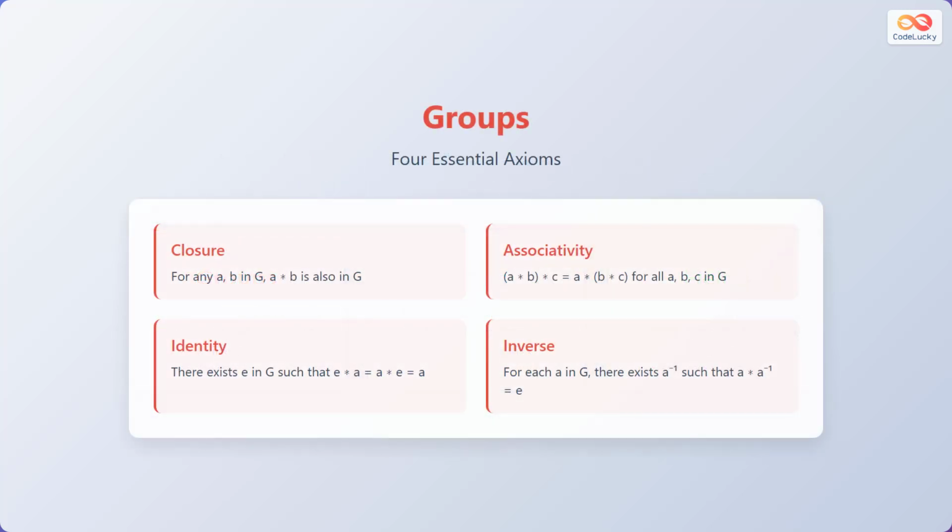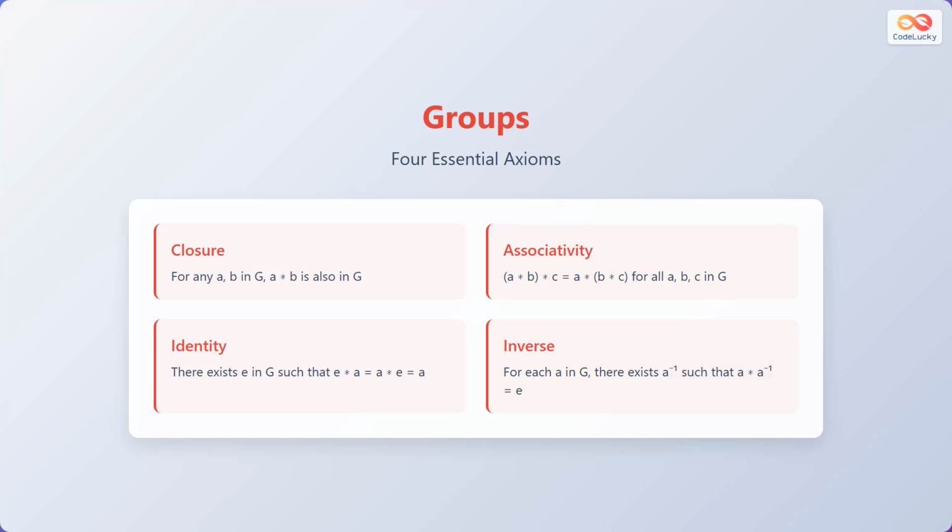Let's discuss groups in more detail. For a set to be considered a group, it must satisfy four essential axioms. First, closure. For any two elements A and B in the group, when you perform the group's operation on them, the result must also be an element of the same group.